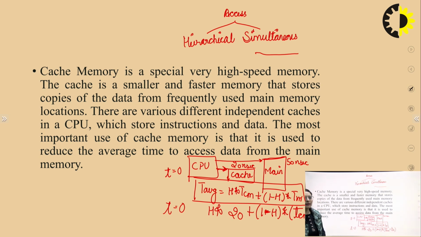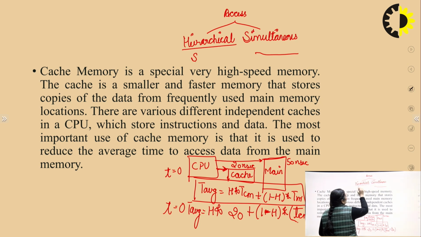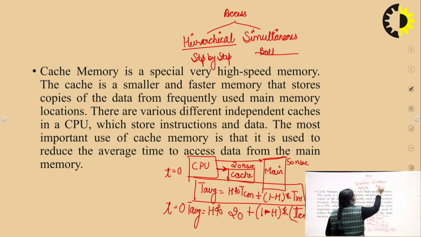So in the case of hierarchical access, if it is a hit, then only the cache access time is taken. After the cache has been searched and we have not got any data, then we will start searching the main memory. So in case of a miss, first we will search the cache memory, then we will start searching the main memory. So in this case, the average access time will be this. There are two cases. Fine. A hierarchy, that is step by step, we'll first search the cache and then search the main memory, and simultaneous means both are accessed together. Right? I hope this will be clear.